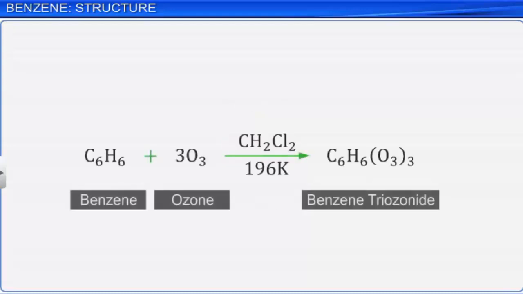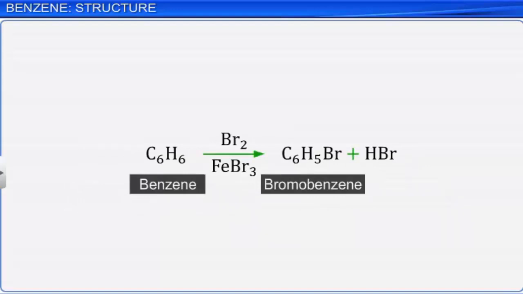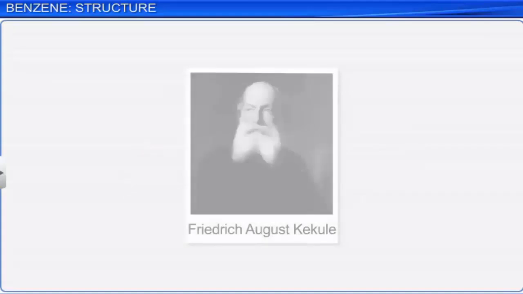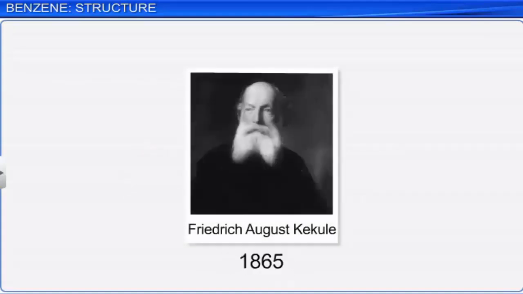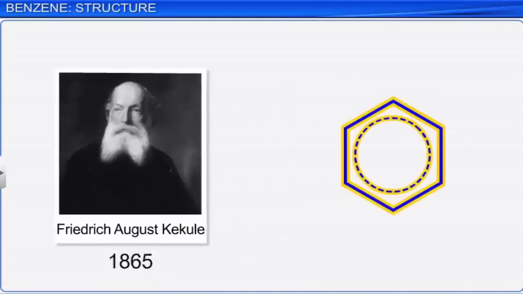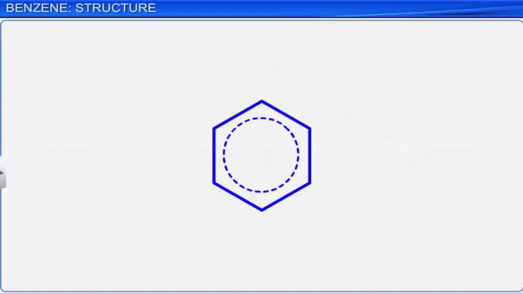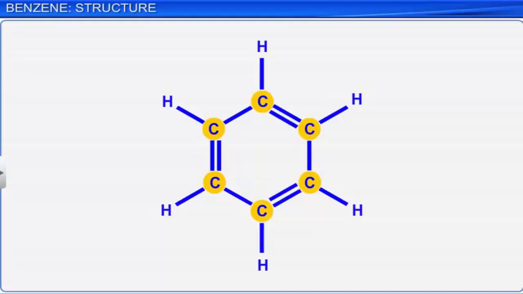When benzene is treated with ozone, it forms triozonide. The formation of triozonide indicates that it has 3 double bonds. Further, it produces only one monosubstituted derivative, which indicates that all its 6 carbon and hydrogen atoms are equivalent. On the basis of these facts, in 1865, Friedrich August Kekulé gave the first insight into the structure of benzene. He proposed a structure in which the 6 carbon atoms were arranged to form a hexagonal ring with each carbon atom carrying 1 hydrogen atom. The structure had alternate single and double bonds. The structure of benzene suggested by Kekulé is now known as the Kekulé's structure.